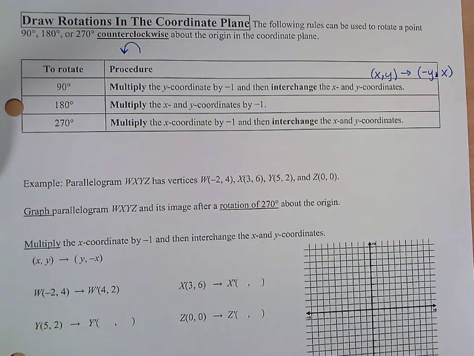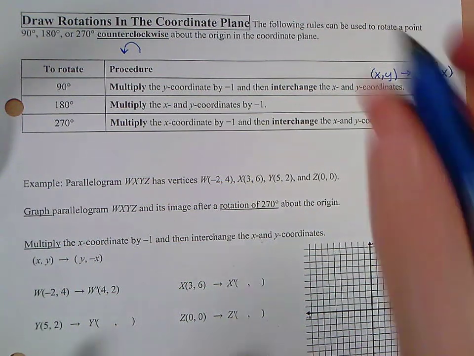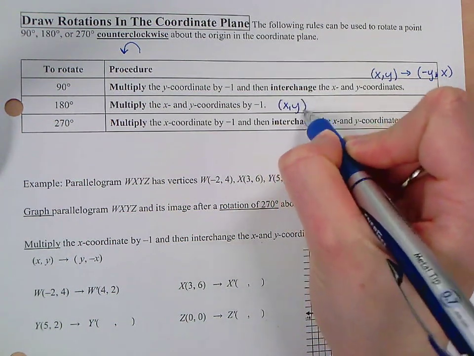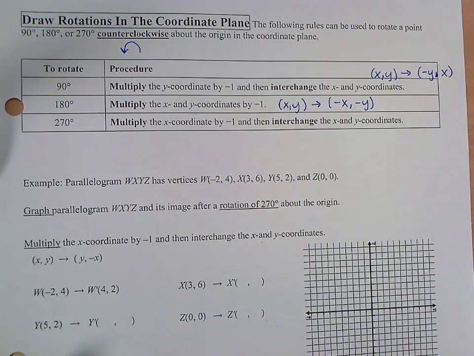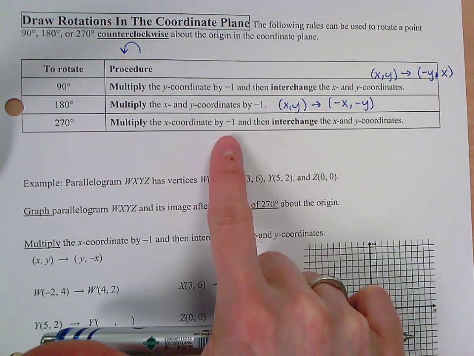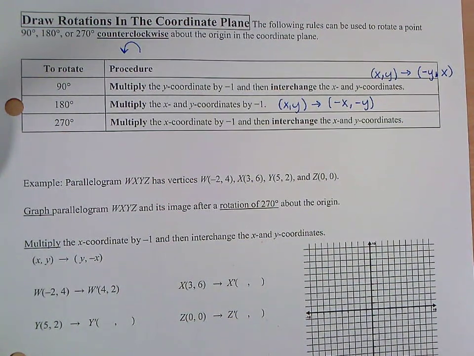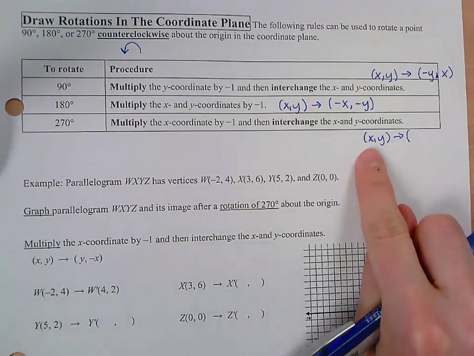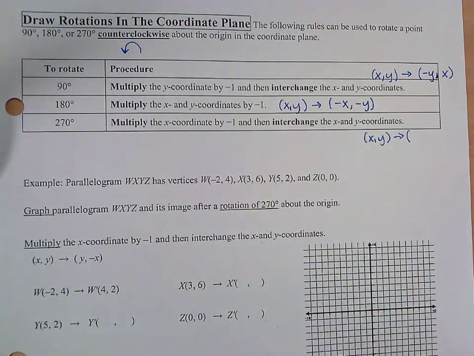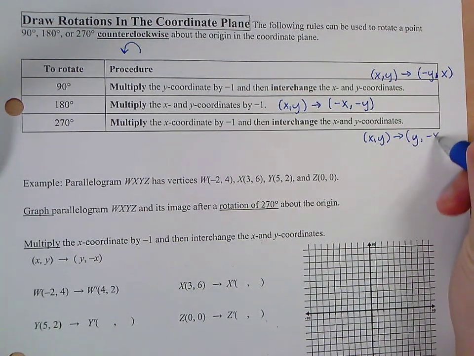If you are rotating 180 degrees, you will just multiply both coordinates by -1. They both become the opposite when you're rotating at 180. So if you start with x, y as your pre-image, your image will be -x, -y. And then if you're rotating 270, you multiply the x coordinate by -1, and then you switch the x and the y coordinates. So if you start with x, y, I multiply x by -1, so it's -x, and then I switch them, so it's y, -x.